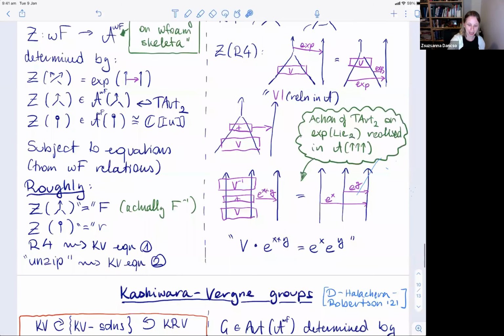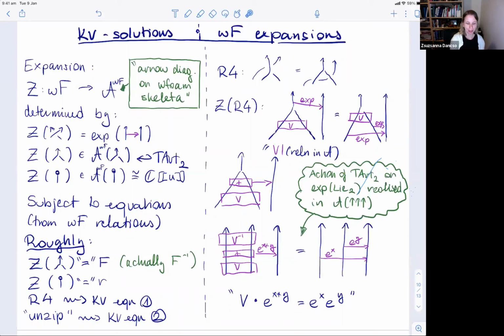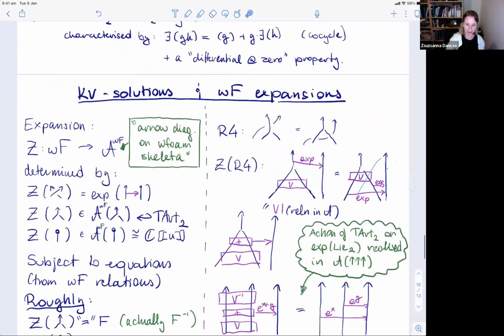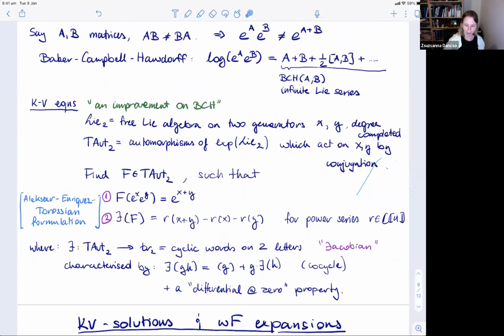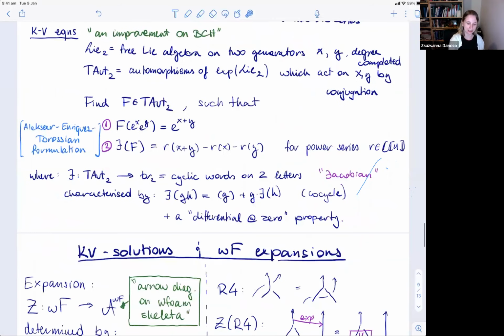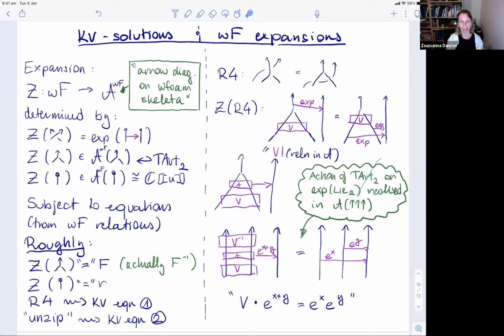Z of the cap will be the power series. And it turns out that the R4 relation, Reidemeister 4, which describes how a crossing interacts, or an understrand interacts with a vertex, you can pull an understrand under a vertex. That will imply the first KV equation, so this one. And some basic properties of unzip imply the second KV equation.